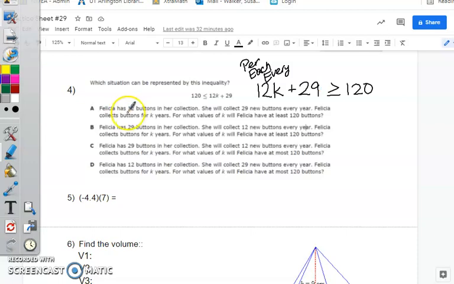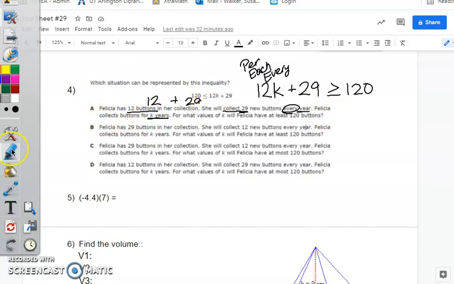Felicia has 12 buttons in her collection. She will collect 29 new buttons every year. So right now when I look at this, I'm thinking, okay, she has 12 and she's getting 29 more every year. So I'm thinking with a Y. Felicia collects buttons for K years. So it's not Y, it's going to be K.